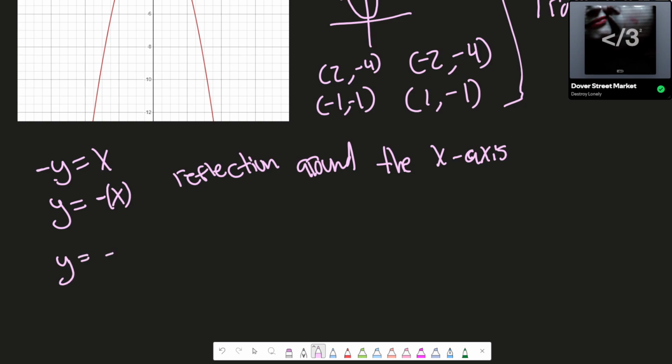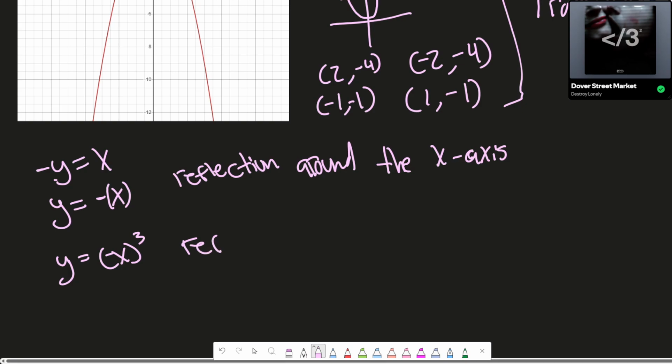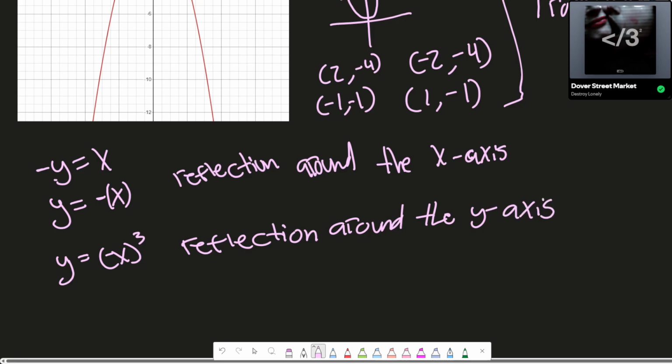Y equals -x cubed. And what's happening here is that we're no longer negating the y, but we're negating the x. And if the x value itself is being negated, we can say that there's a reflection around the y-axis. So really the opposite axis. If there's a negative on the y, you end up getting a reflection around the x. And once the x is negated, you get a reflection around the y.